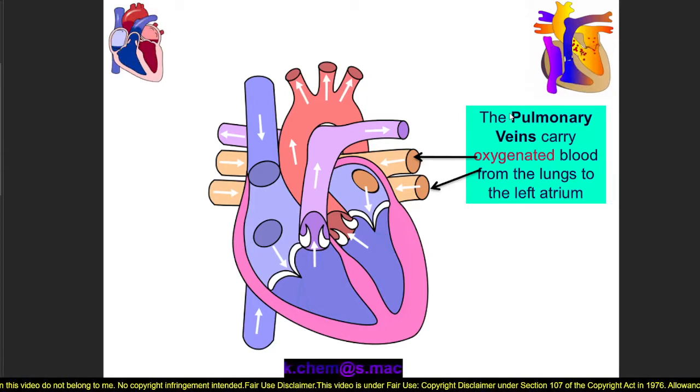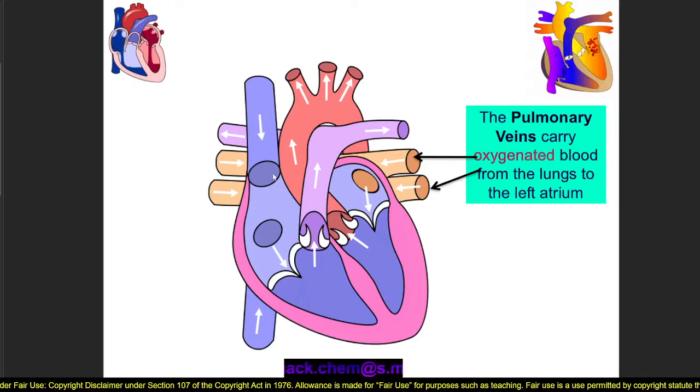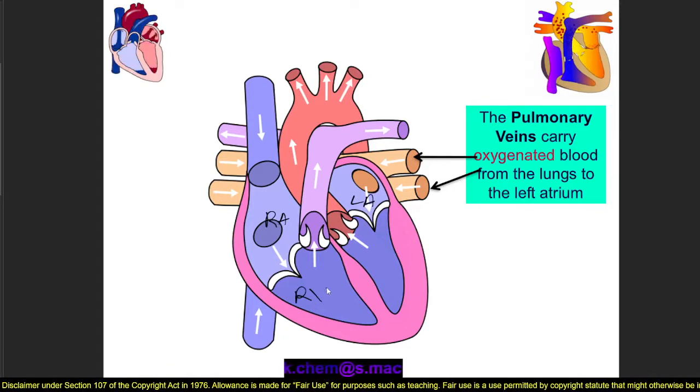This oxygenated blood must now return to the heart. It does so through vessels called pulmonary veins. These pulmonary veins, we say, take oxygenated blood from the lungs and it enters the heart through the left atrium. So I want to label once again so we can see the chambers of the heart. So we have right atrium, left atrium, right ventricle, left ventricle. Right, so we see oxygenated blood returning from the lungs into the left atrium.